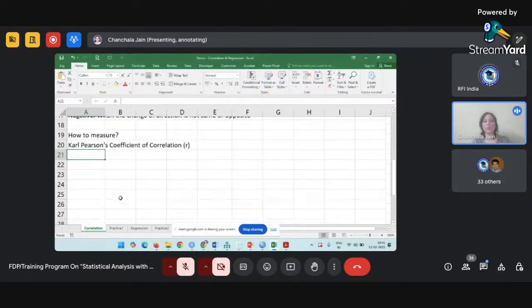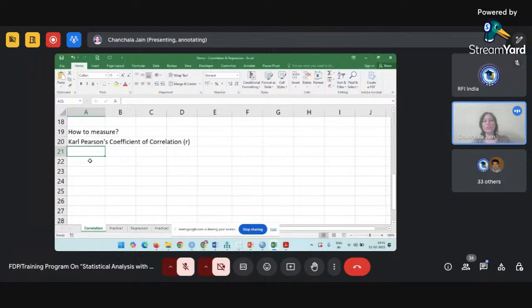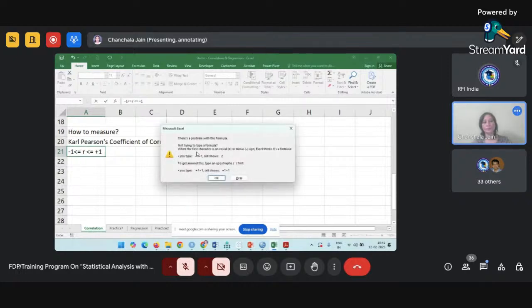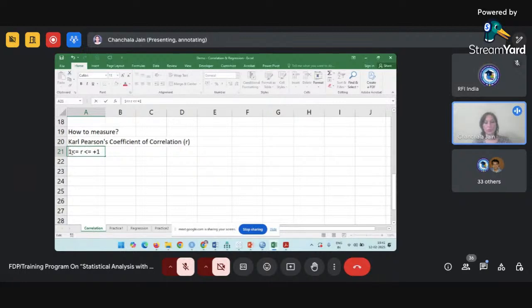So this is Karl Pearson's coefficient of correlation. Now this r has certain values. It ranges between -1 to +1. So the minimum value of r can be -1 and the maximum it can be +1. So -1 to +1 is the value or range of the r.